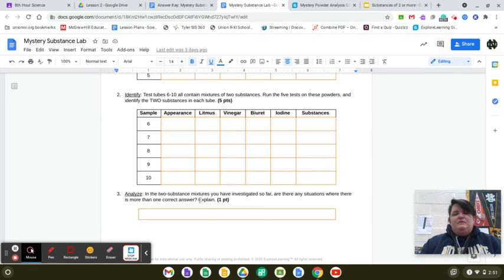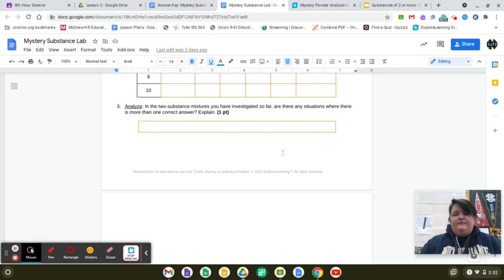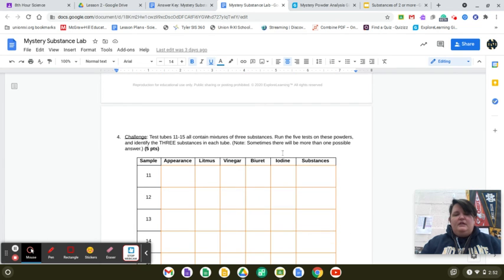It says, in the 2 substance mixtures you have investigated so far, are there any situations where there is more than one correct answer? Okay, well, that right there tells us yes. There were more than 2 possibilities for that. And so then you would just explain that, yes, it was on number 9 and what happened. Okay, all right, after that, scroll down.